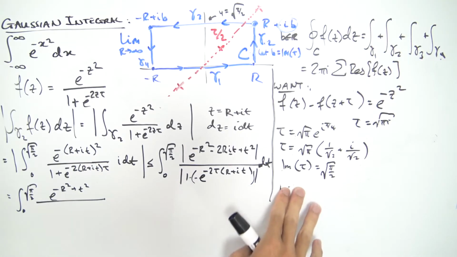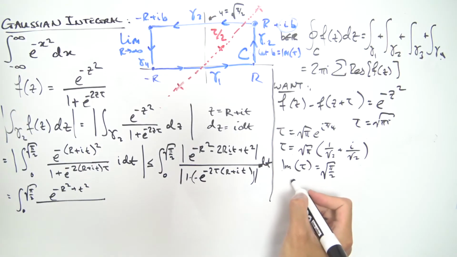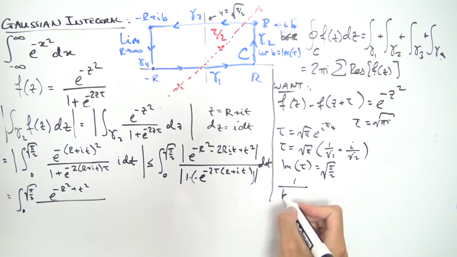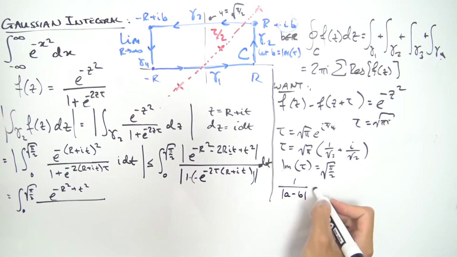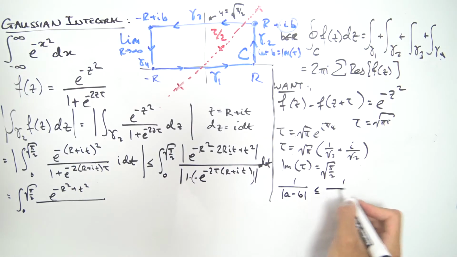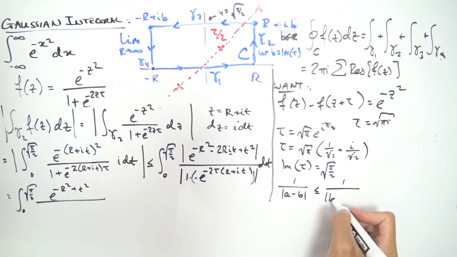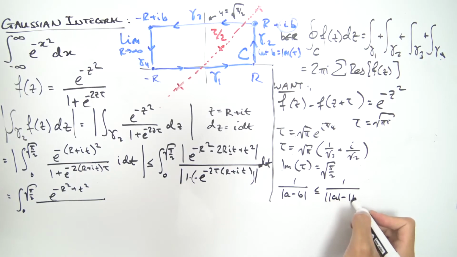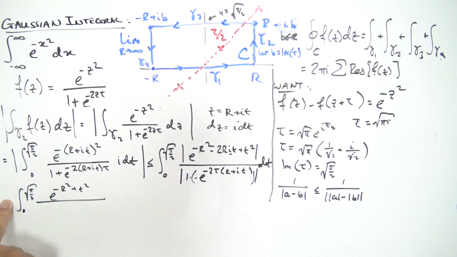If you want, you can think about it as the reciprocal of the reverse triangle inequality, so 1 over the absolute value of a minus b is less than or equal to 1 over the absolute value of a minus the absolute value of b. And in fact, this equal sign should have been a less than or equal to, because we're finding a new upper bound for this whole entire integrand.